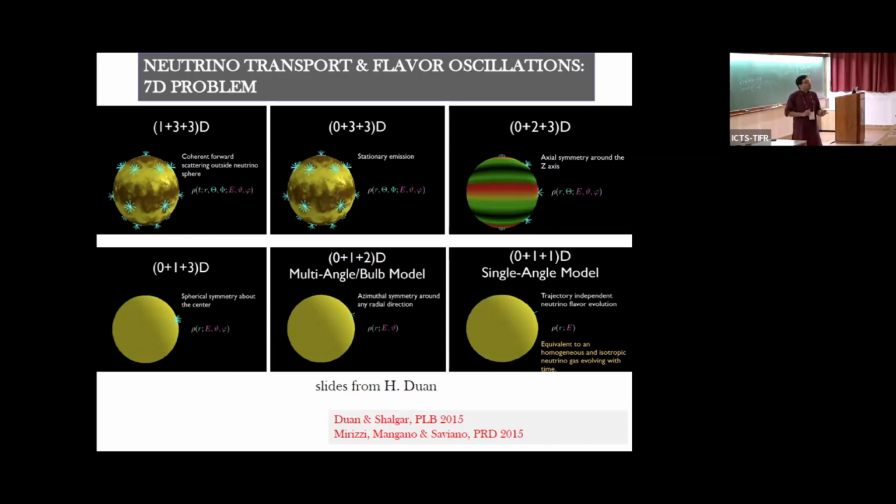Then you say, let me do a simpler scenario where only the theta angle is important, not phi. So this is this E theta. This is what people used to call the multi-angle and the bulb model. But what people actually started with was this scenario, which is the simplest thing that can happen.